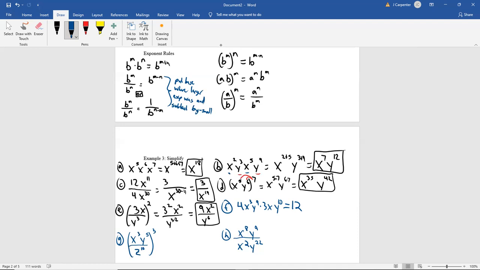Add. We add them. So that's 3 plus 1. I'll take the extra step, so 3 plus 1. And then for the y's, I would hope that we do the same thing, so 9 plus 10. And then that would give us 12, x to the 4th, y to the 19. That's all we can do because the x and the y have different bases, so we can't combine their exponents.